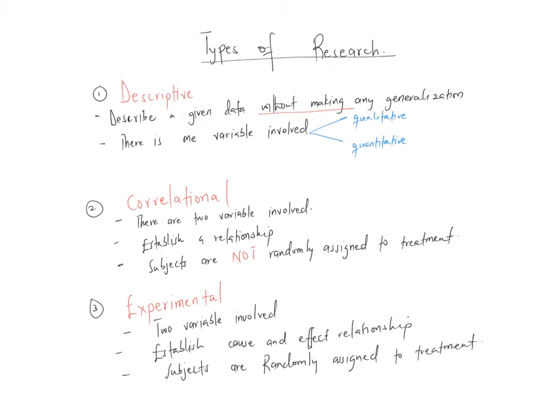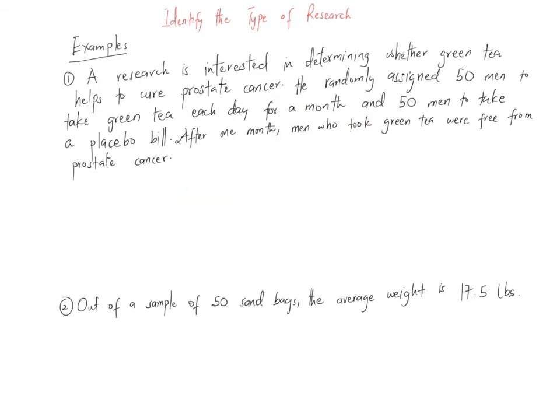So in terms of correlational and experimental, they are kind of similar, but the difference here is that for correlational, we only establish a relationship. However, for experimental, we establish a cause and effect relationship. And also, in terms of correlational, subjects are not randomly assigned to treatment, but in terms of experimental, subjects are randomly assigned to treatment. In both correlational and experimental, two variables are involved. Let's look at some examples.